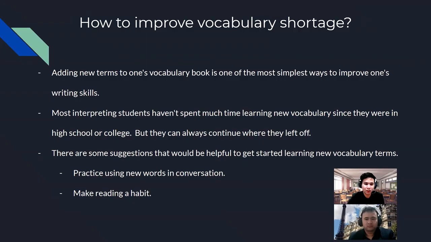The next one is to make reading a habit. When interpreters discover terms in context, it is easier to develop their vocabulary. Seeing words appear in a novel or newspaper article may be far more helpful than seeing them appear on a vocabulary list. So the interpreters do not only become more open to different words, but they also understand how they are utilized in phrases.